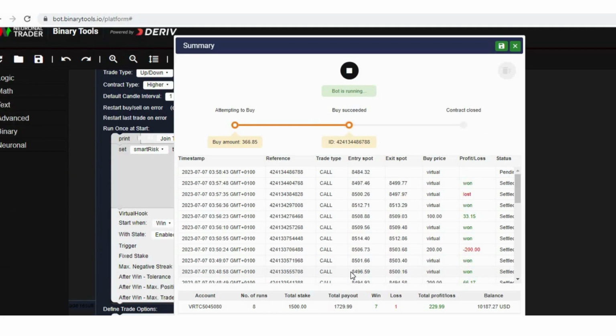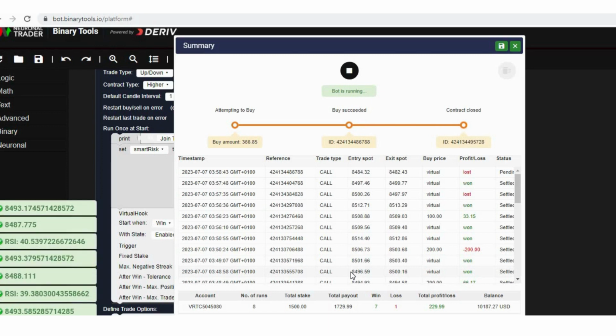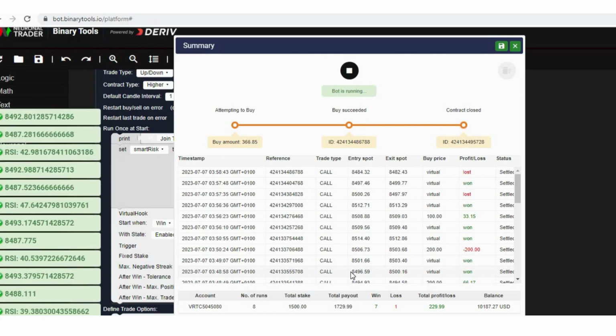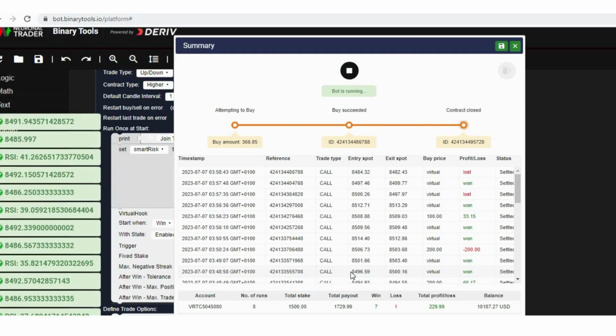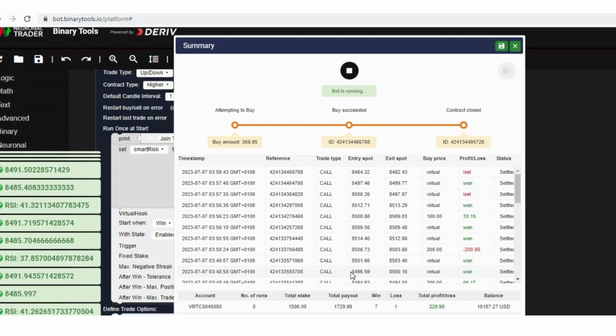Now this is supposed to be, okay, a loss. Let's be patient. You have to be patient, if not, the market will humble you. You have to be patient when trading.